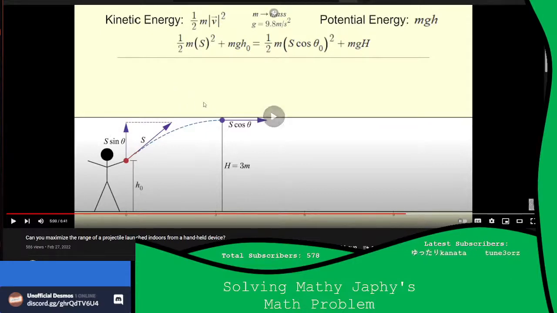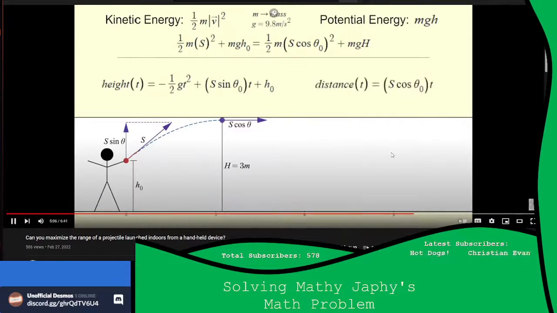Here's the general equation for a projectile's height as a function of time, and one for the distance traveled as a function of time. I think that's enough to get you going. So we need to find the ideal projectile.